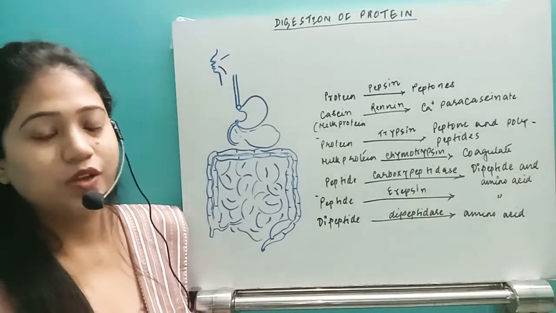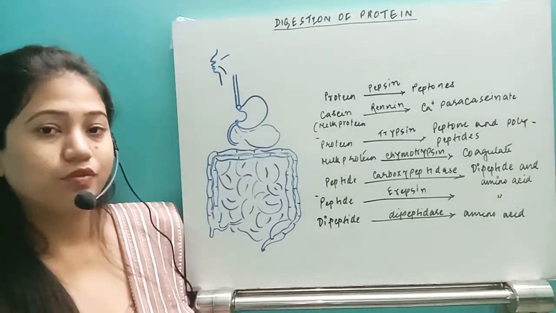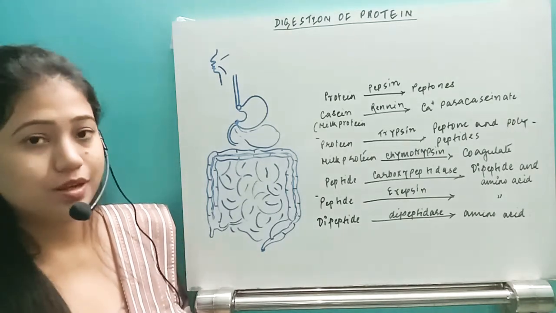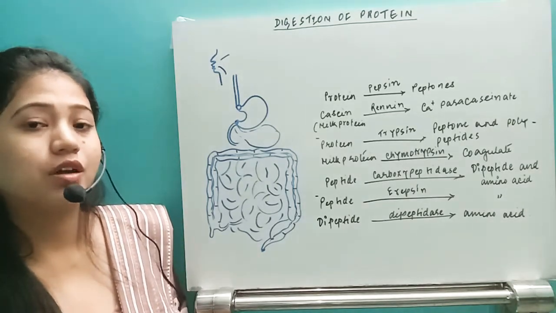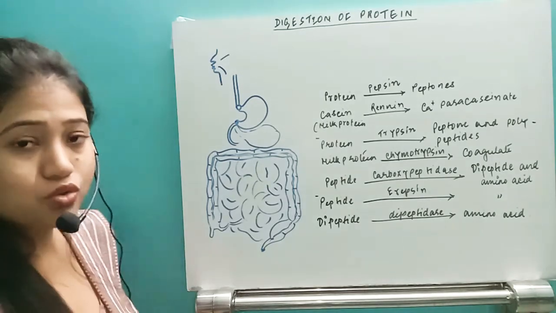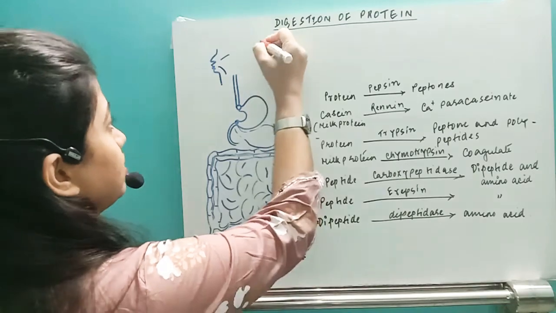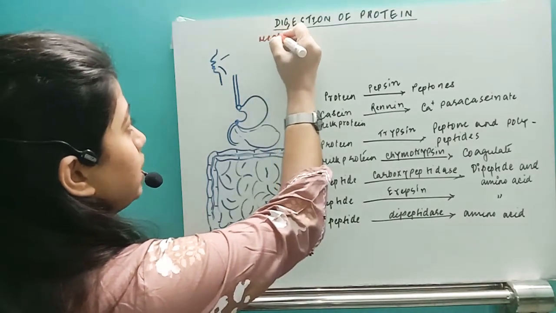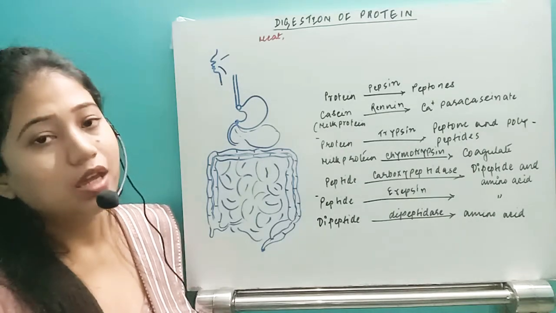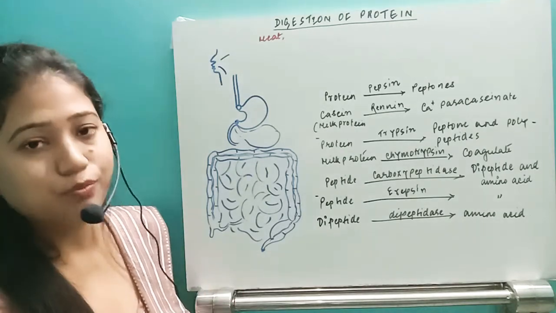Hello everyone, today we are going to see the next type of digestion, that is digestion of protein. First of all, we need to know what protein is and in which food products it is present. The source of protein basically is meat. In meat, in fish, in egg, in milk, in all those we have the protein.